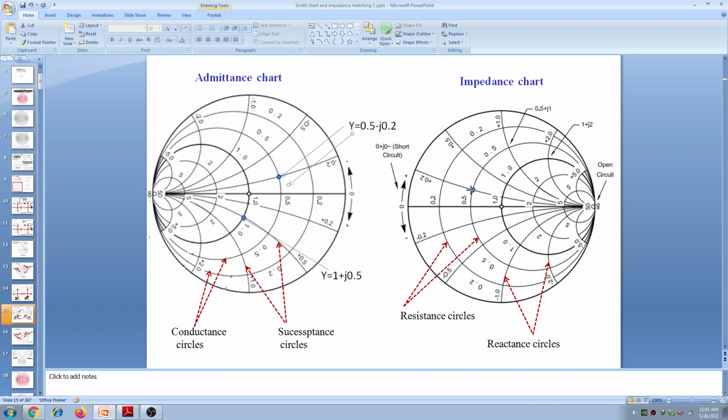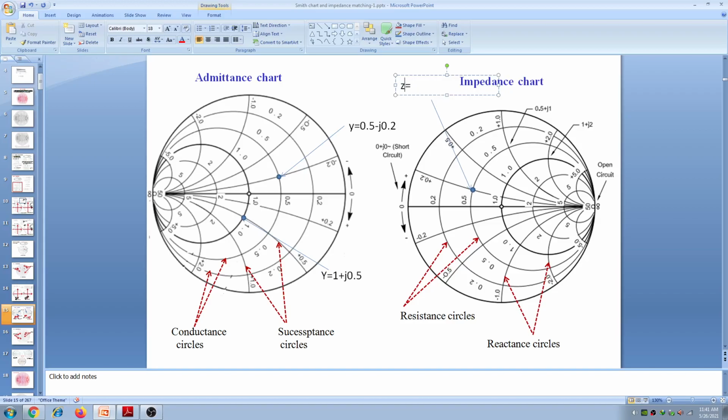Similar to admittance. Actually, this is a normalized impedance. So what we are reading is a normalized impedance. Normalized admittance and normalized impedance on the Smith chart. It is always a normalized impedance. So whatever you are getting here is a normalized one. Z is equal to small z.